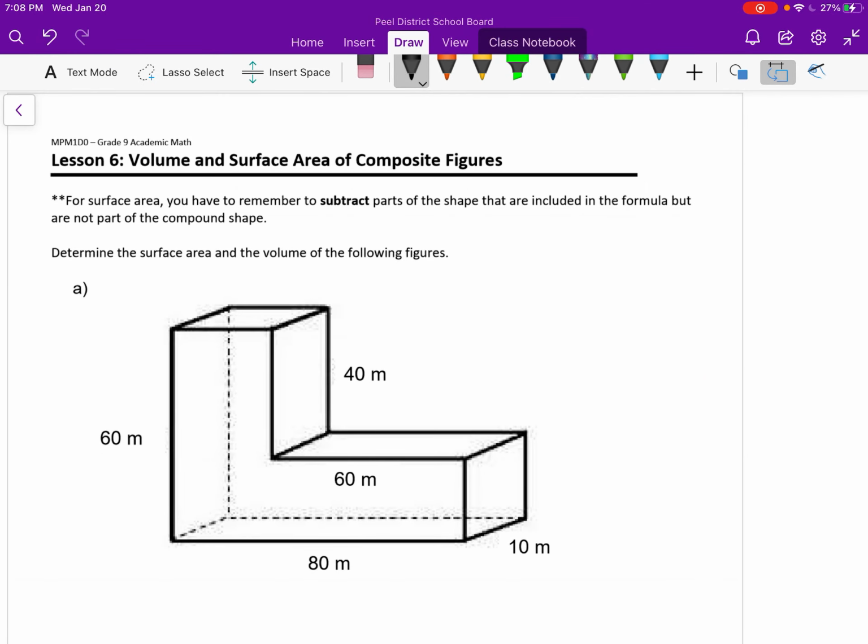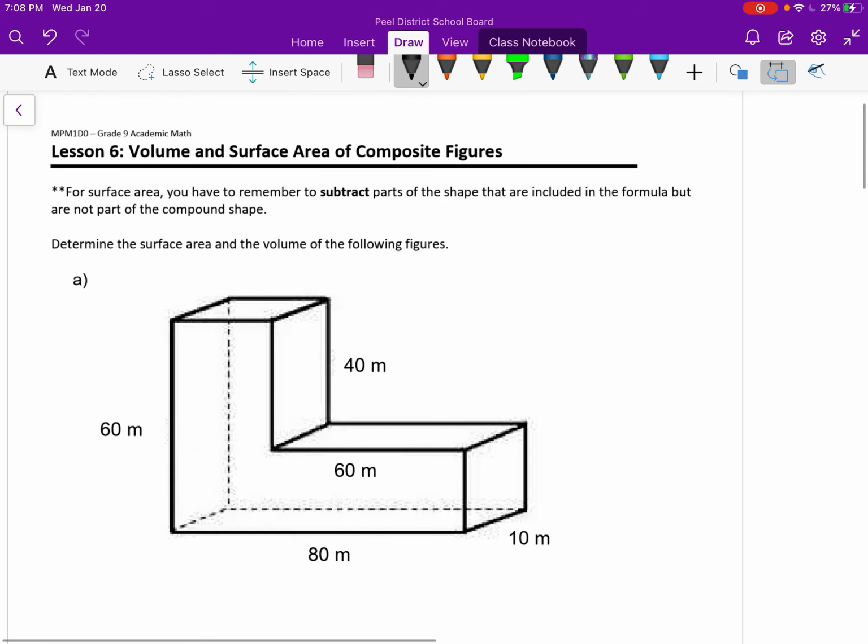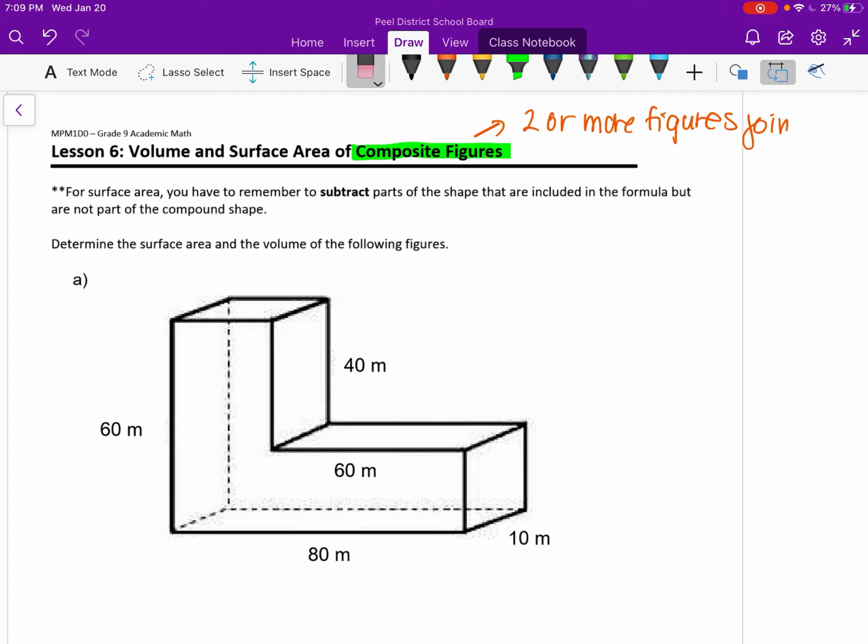All right, so we're gonna go over lesson 6 quickly. When we start this off, we're gonna be talking about volume and surface area of composite figures. When I say composite figures, I basically mean the volume and surface area of two or more shapes joined together. So I can take two rectangles, or a rectangle and a sphere, depending on whatever it might be. So two or more shapes put together, right? I'm just going to erase that because that's not really important.